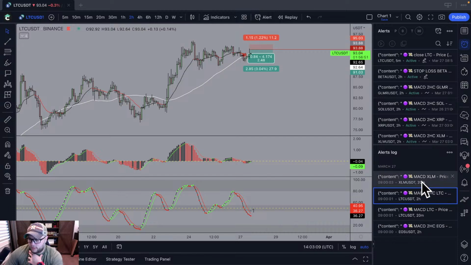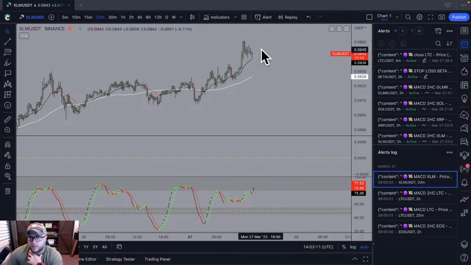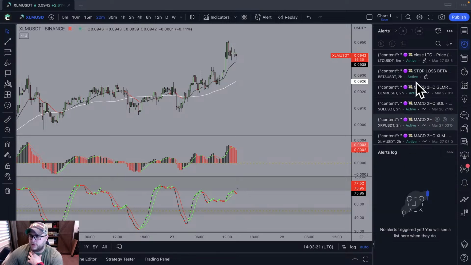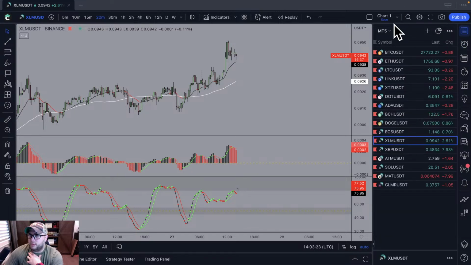Litecoin, XLM, everything's pushing up. If we have a deep pull into this white moving average, then we'll take that position. Let's delete those.